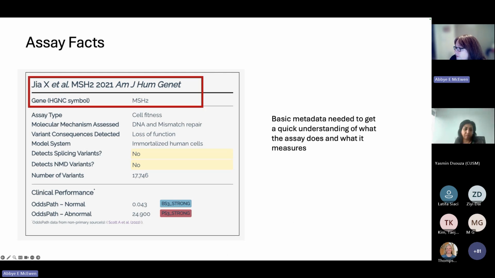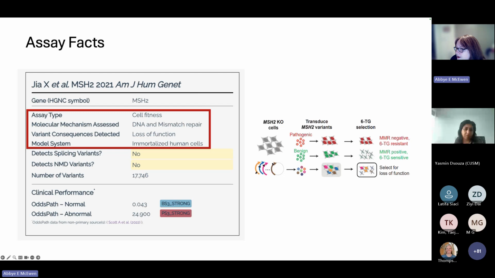So let's go through what's actually on one of these labels. At the top is the author, the date of publication in the journal, along with the gene name and HGNC symbol. Underneath that is some basic metadata so the reader can understand what the paper actually did.